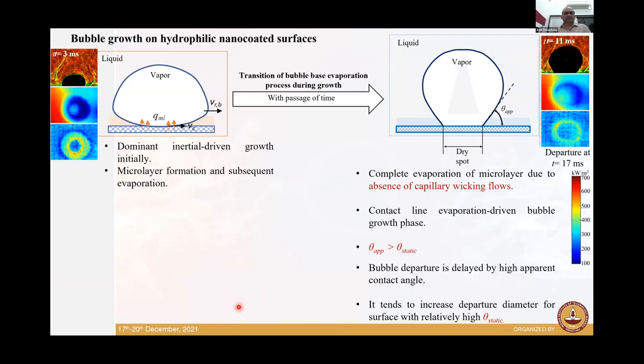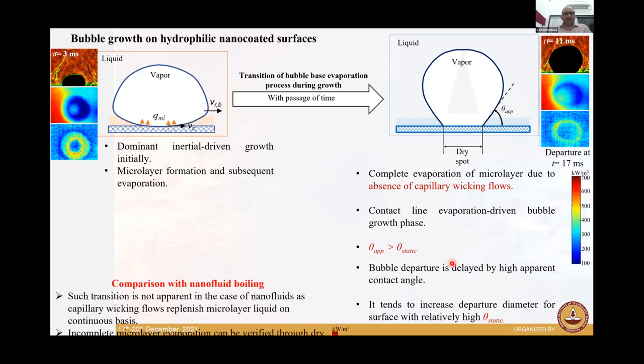Here is a direct comparison. When the surface wettability is on a higher side, where the static contact angle is lower, it traps the micro layer or the superheated layer, leading to the formation of the micro layer and subsequent evaporation. With the passage of time, the apparent contact angle becomes greater than the static contact angle, which leads to a good mix of, or majorly biased towards, contact line evaporation driven bubble growth mechanisms.